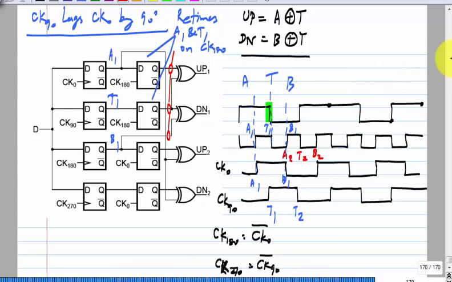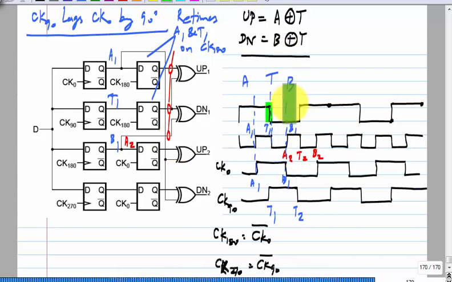Okay. Is this okay? So, then of course, I have this A XOR T to be up 1, and then B XOR T to be down 1. Is this okay? So, this up 1 and down 1 basically give you information about this particular edge. And exactly the same thing for the next one, where I have A2 T2 B2. A2 is on the falling edge of clock 0, which is the same as rising edge of clock 180. Okay? So, this B1 is A2 always, right? It is the A sample for the next edge.